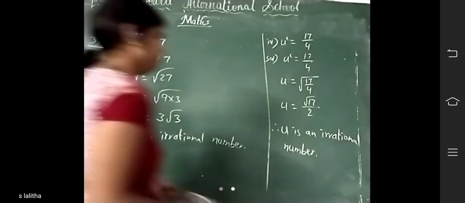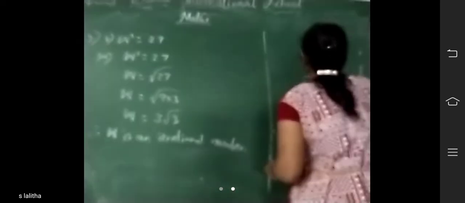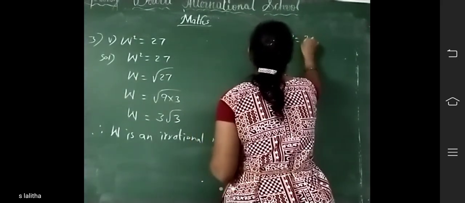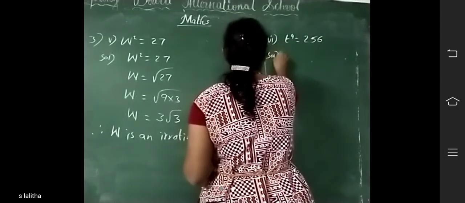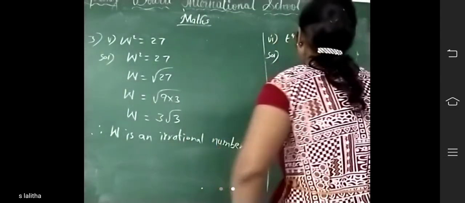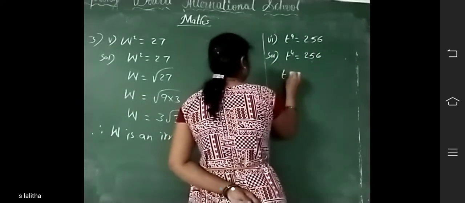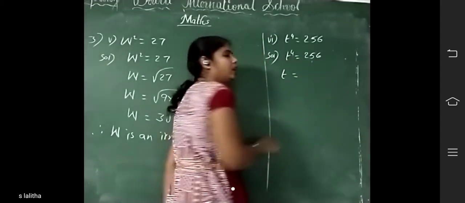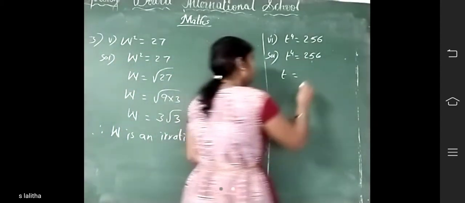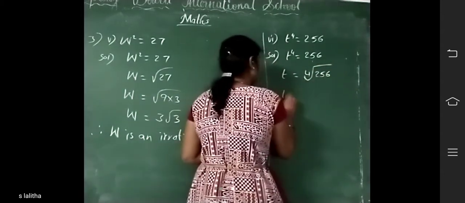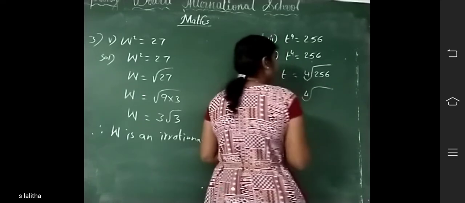Next one, sixth one. T power 4 is equal to 256. So T power 4 equal to 256. So T equal to, here power 4 is there. If you transpose it to the right-hand side, what will it become? 4th root of 256. So T equal to 4th root of 256.